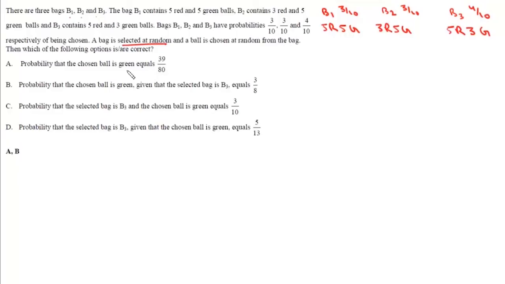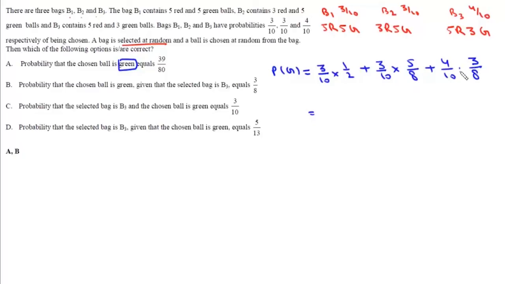The first one is the probability that the chosen ball is green. Now it will be green if it comes from the first bag. The probability of choosing bag 1 is 3 by 10. From this bag 1, the probability of choosing a green ball is 1 by 2, plus, now bag 2 is 3 by 10, and the probability of choosing a green ball is 5 by 8, plus the third bag, which is 4 by 10, and here green is 3 by 8. Now this is 12 and 12, 24. 24 plus 15 is 39. So this probability will be simply 39 divided by 80, and that's your option A.